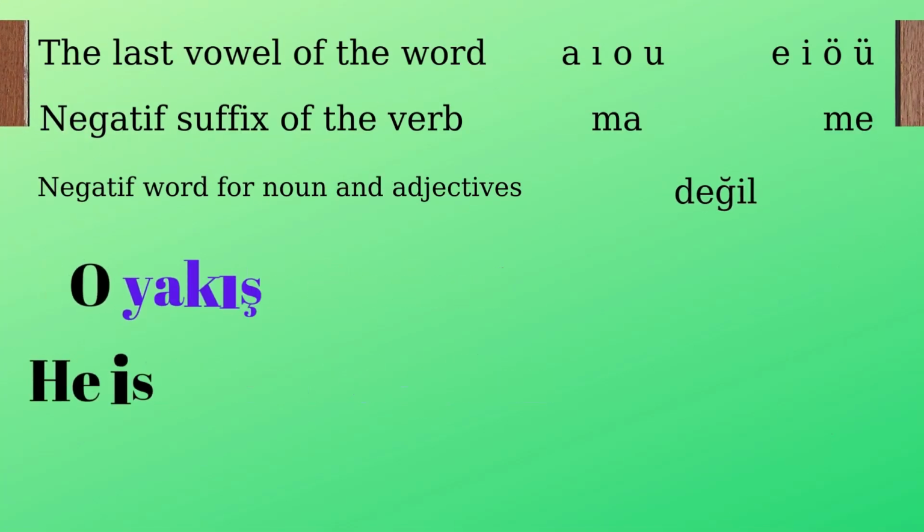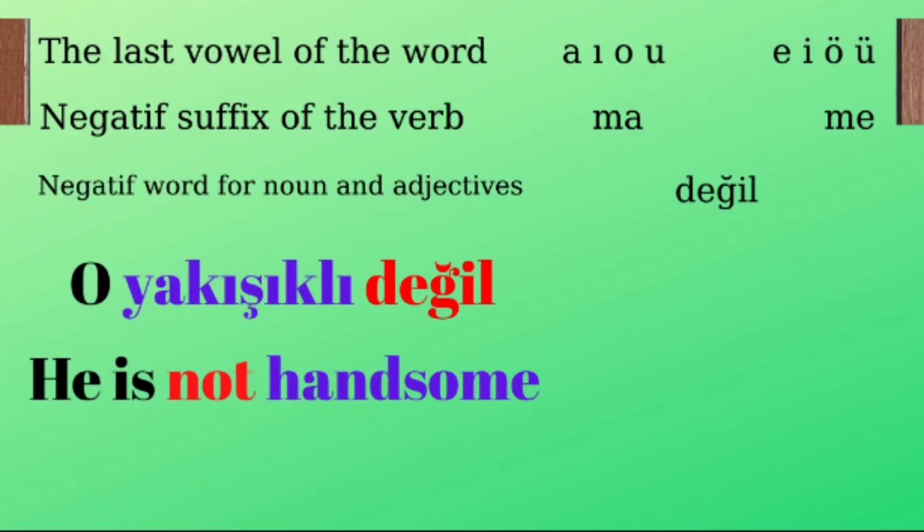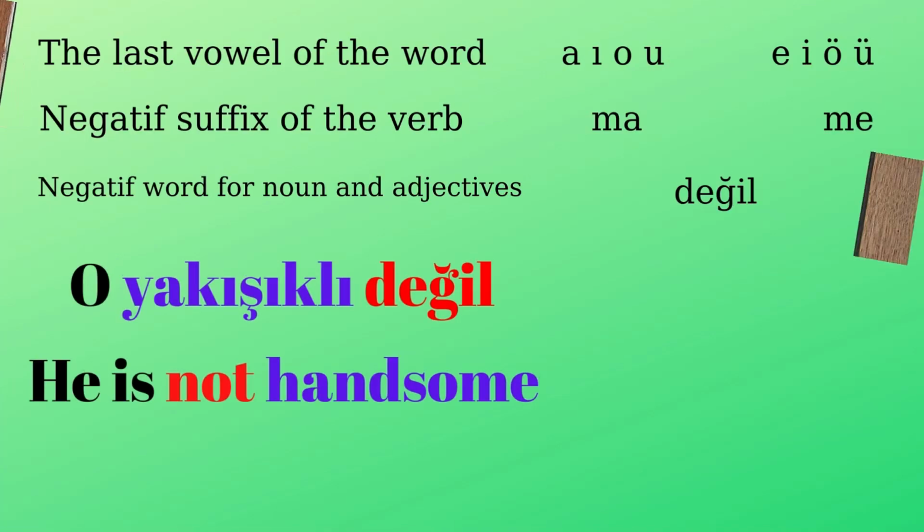Let's have an example for the third personal pronoun. He is not handsome. O yakışıklı değil. Or simply you can say yakışıklı değil. Just avoid saying o and the other personal pronouns. O is he. Yakışıklı, handsome. Değil is the word not in English. As simple as pie.